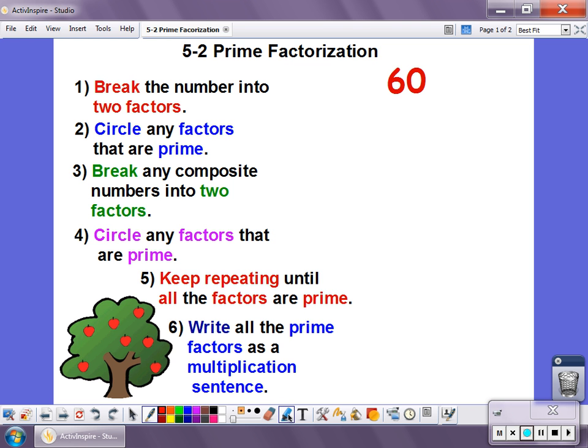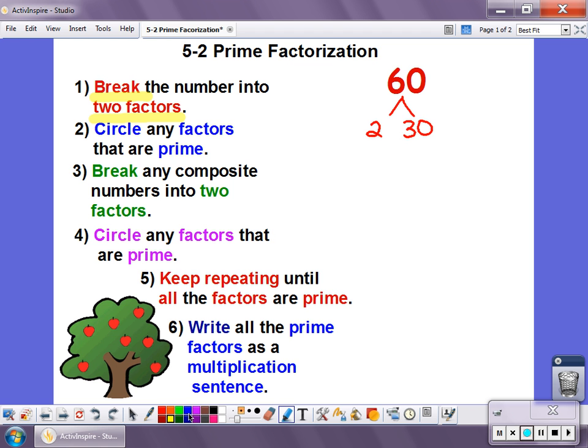The first step when we use prime factorization is that we want to break apart our number into two factors. Now it can be any two factors. I sometimes start with a number that I know goes in. Like 60 is an even number, so I know I can divide it by 2. And 2 times 30 gives me 60. Now 60 actually has lots of factors. I could have done 6 times 10. I could have done 5 times 12. It doesn't really matter. I just wanted to pick something that was easy, and since it's even, 2 is one of my easy factors.